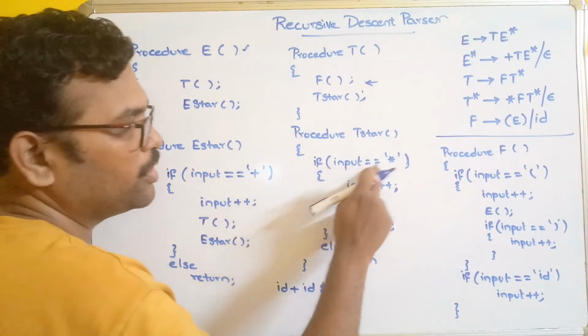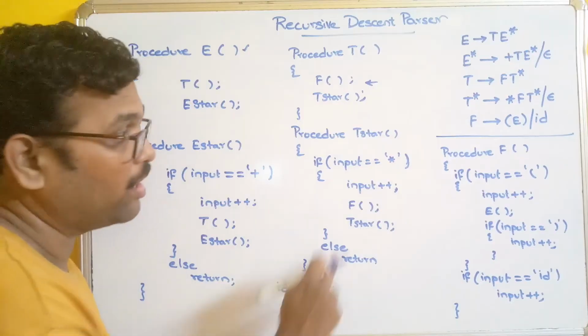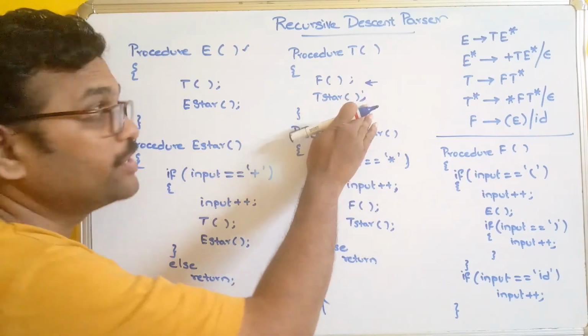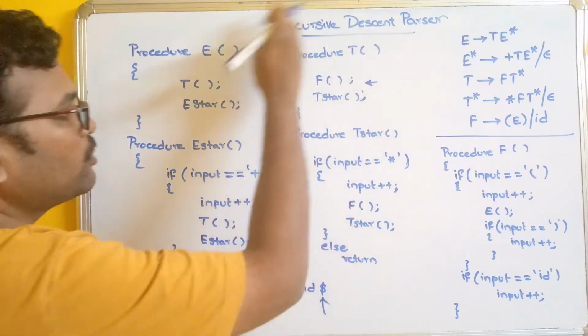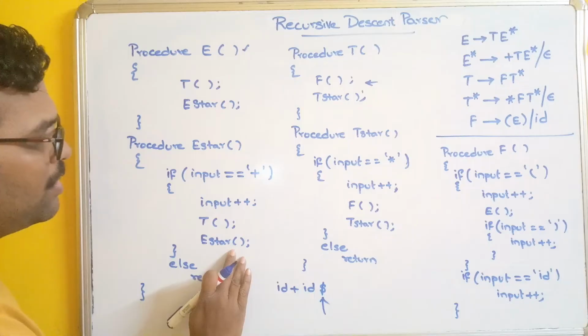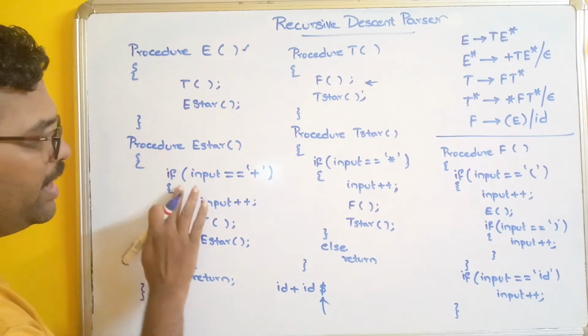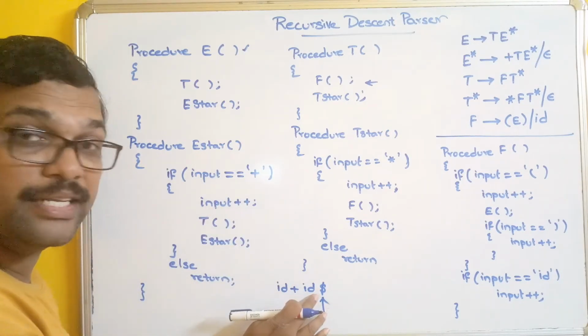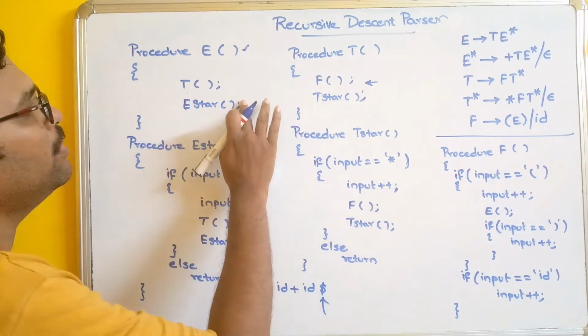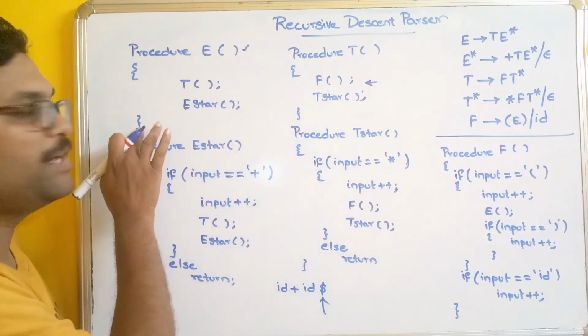So control, if input is equal to star, here dollar, false, return. It goes back to the calling function. So t, it goes back to the calling function. Okay, here. Next e star, it will be calling here itself. Input is equal to plus, but here it is a dollar. Automatically false, return. It goes back to the main function. So it completes its procedure.